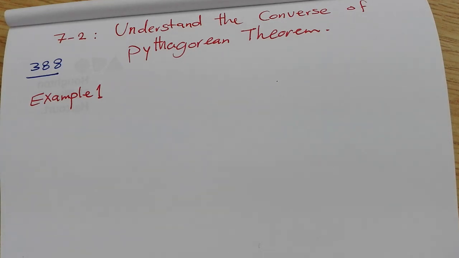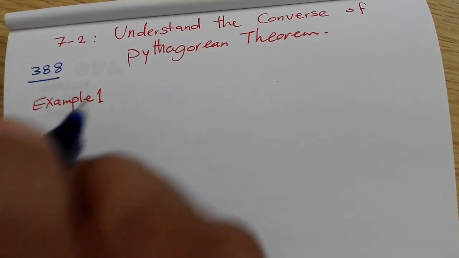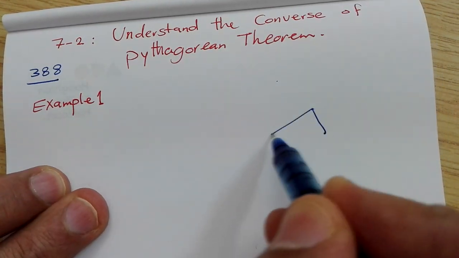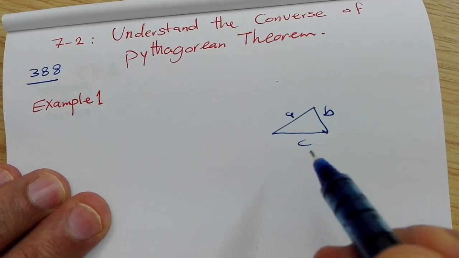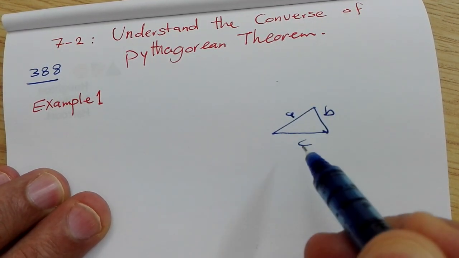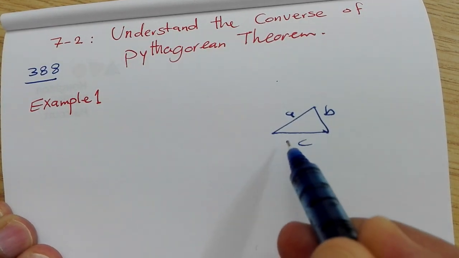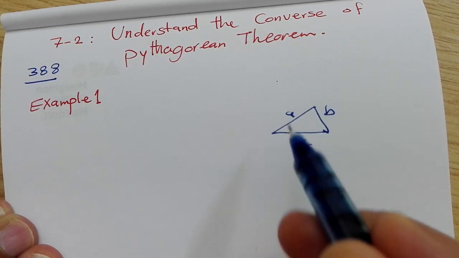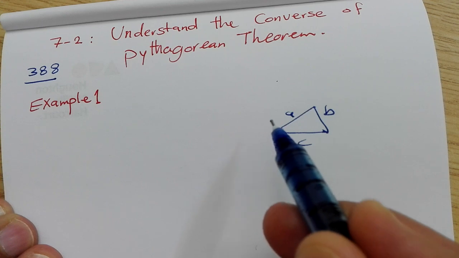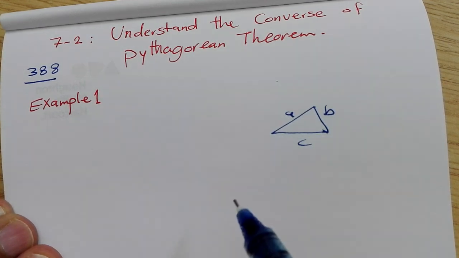First of all, the converse of the Pythagorean theorem means: if we have the side lengths of a triangle, can we determine or prove if the triangle is right-angled or not? The main idea is that if we have any triangle and we know the side lengths A, B, C, and C is the longest side, how do we check if this triangle is a right triangle or not? Of course, a right triangle means a triangle which has a right angle.